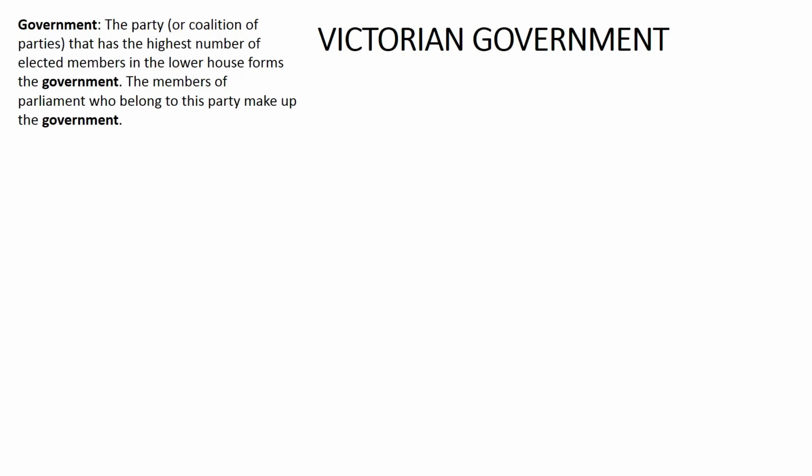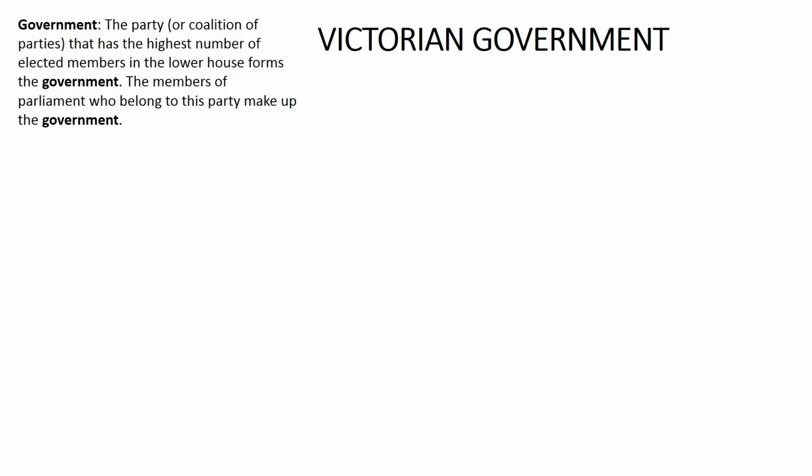On this slide, I've included in the top left-hand corner the definition of government that you should already have written in your vocabulary sheets. That definition reads, the party or coalition of parties that has the highest number of elected members in the lower house forms the government. The members of Parliament who belong to this party make up the government. Now, the lower house in the Victorian Parliament is the Legislative Assembly. So, it is the party or coalition of parties that has the highest number of elected members in the Legislative Assembly that will form the Victorian government.